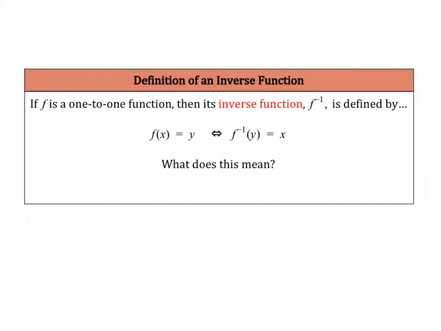All right, so now let's actually talk about the definition of an inverse function. If f is a one-to-one function, so this is where that one-to-one comes into play, then its inverse function, which we denote like this, we don't read this as f to the power of -1. This means the inverse of f, and it is defined by, if f of x equals y, then f inverse of y equals x. So what does this mean? Well, this just means that for an inverse, all x and y values are swapped.